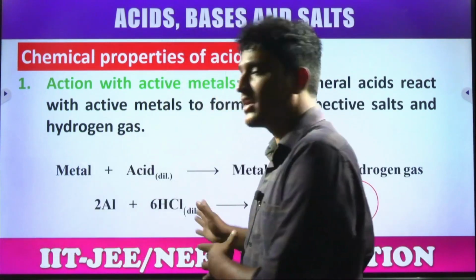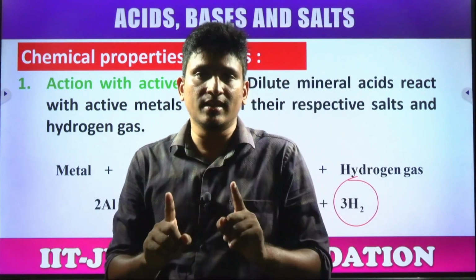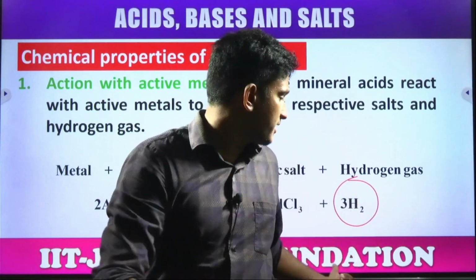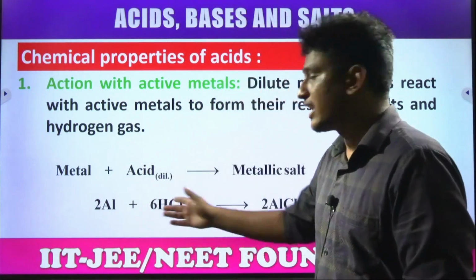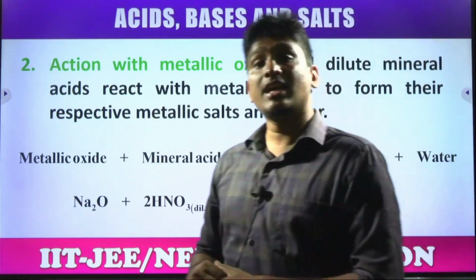Not only hydrochloric acid, if you take any acid and any metal, what is the common gas getting released? Hydrogen gas and the respective metallic salt. It depends upon the type of components we are taking. So, got the clarity, students, with metals. And now reaction with metallic oxides.